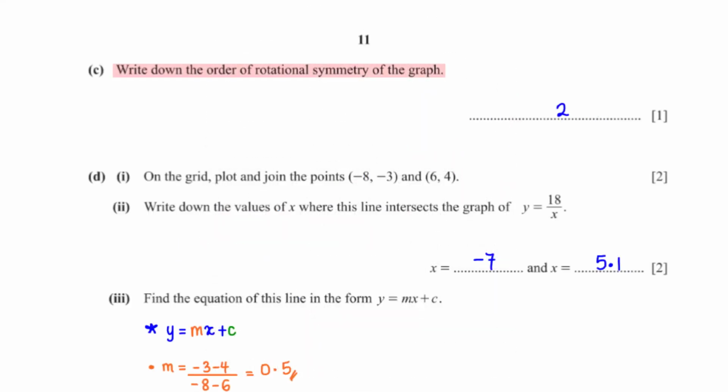Write down the order of rotational symmetry of the graph. The order of rotational symmetry is simply the number of times a shape looks the same when rotated through 360 degrees about its center. When we rotate the graph about the center, we get the order of rotational symmetry to be 2.